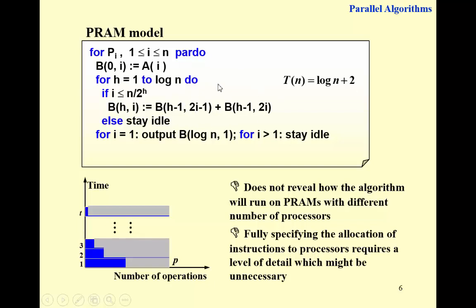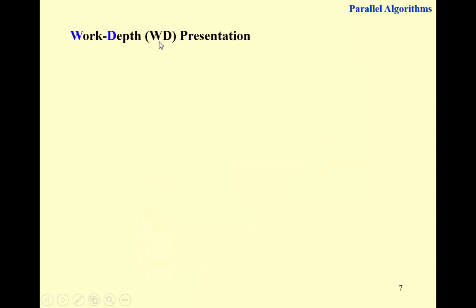Will it run slower? So on the other hand, if we want to be more specific, if we want to fully specify the allocation of instructions to the processors, it will require a level of detail which might be unnecessary. So the bottom line is that we need a better model to be more specific, and at the meantime be sufficiently abstract. So work depth model is actually another presentation mode of PRAM.